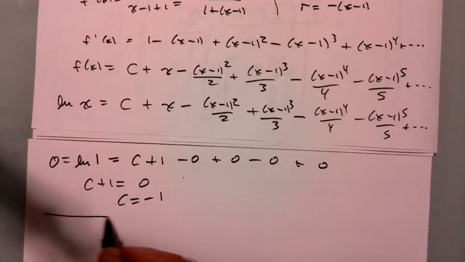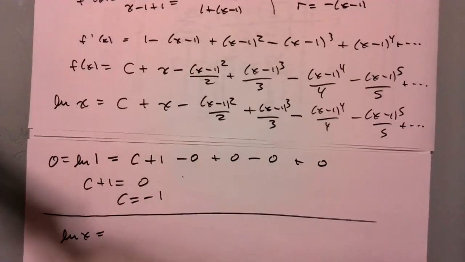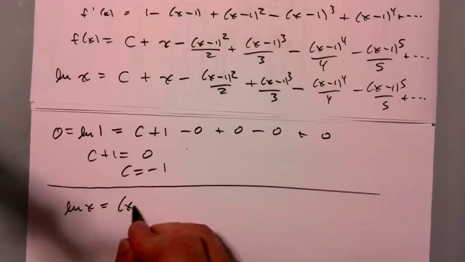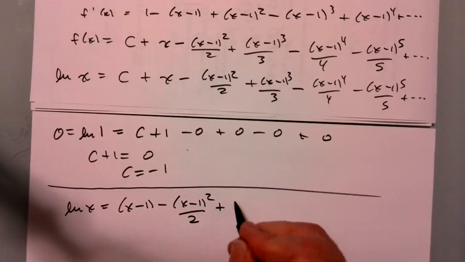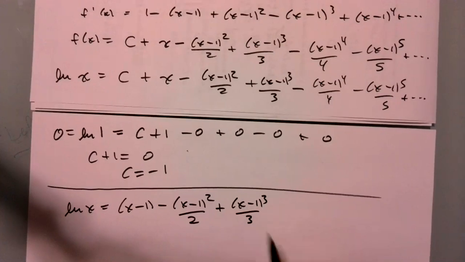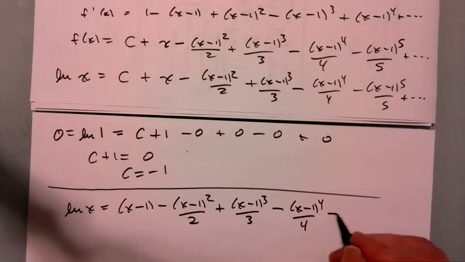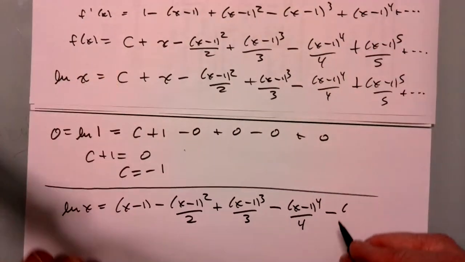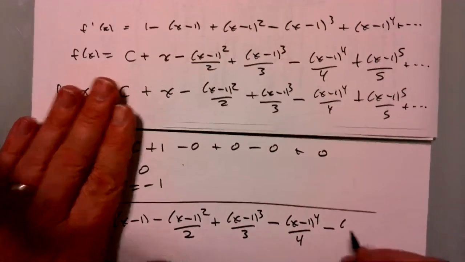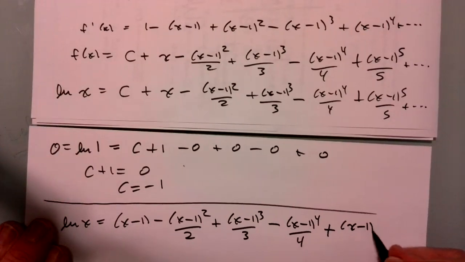So that gives me my Taylor series for natural log x. It's negative 1 plus x, which I will write as x minus 1, minus x minus 1 squared over 2 plus x minus 1 to the third over 3 minus x minus 1 to the fourth over 4, plus x minus 1 to the fifth over 5, minus dot, dot, dot.